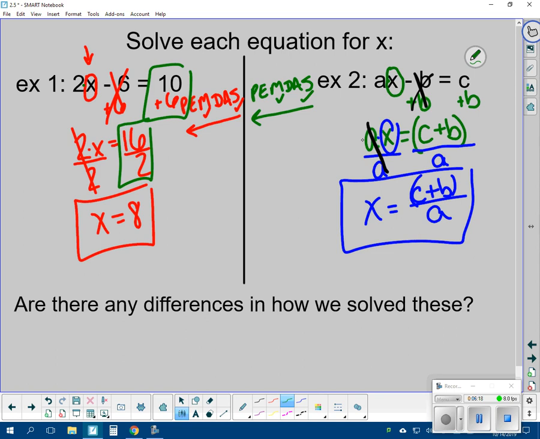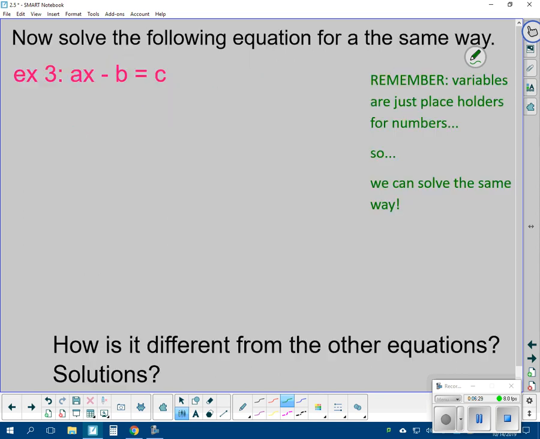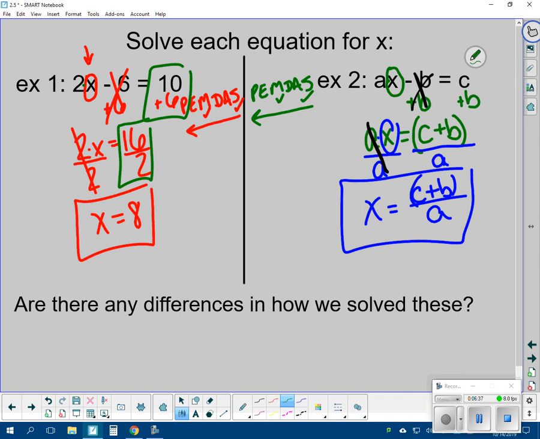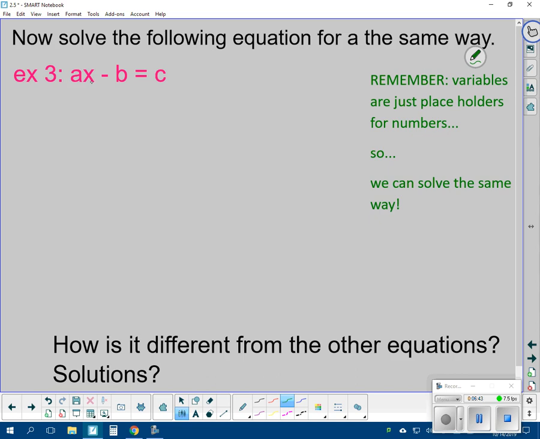So some of you guys solve a problem completely correctly, but then mess up on your addition or your subtraction or your division. You're not going to make those mistakes here. So that's a bit of an advantage. Okay, now solve the following equation for A doing the same exact way. Same type of thing. So if you look, ax minus b equals c, that's the same problem we're going to do. Last time we solved it for x, now we're going to solve it for a.